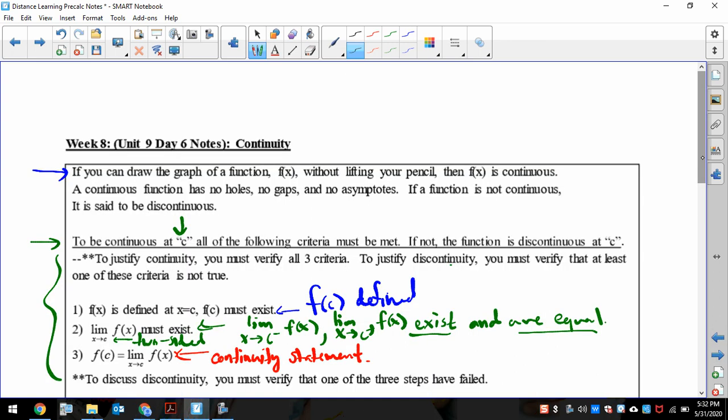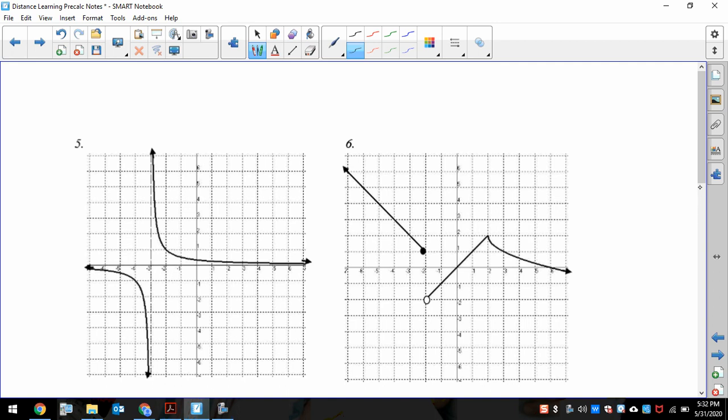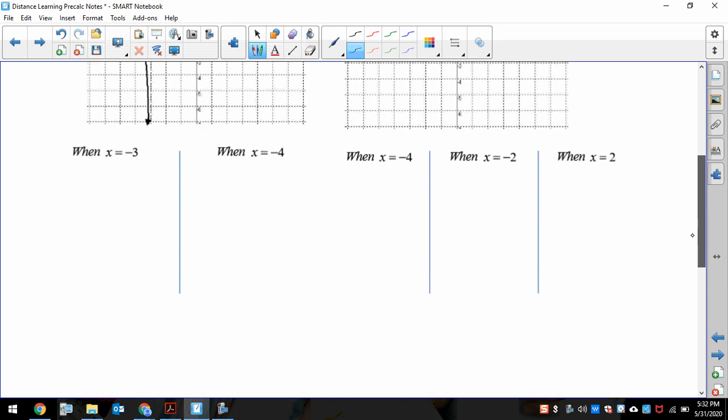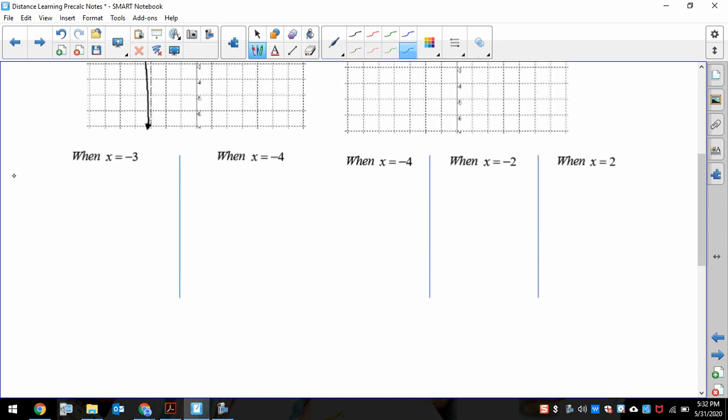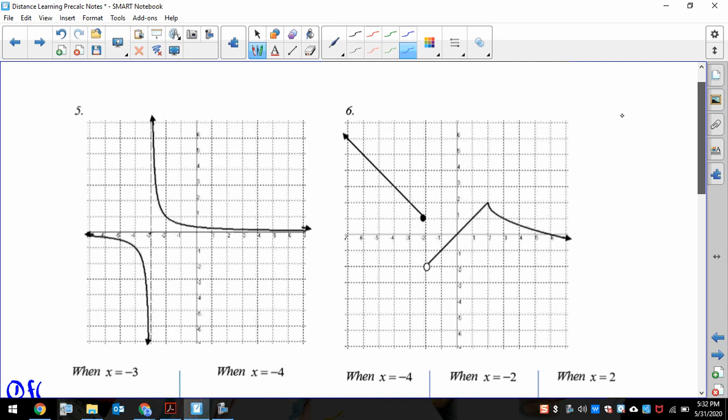The instructions, again, were right here. Determine whether the function whose graph is given is continuous at the given x values. Justify your answer. So what are the given x values here? The first one is -3. That's right here on this graph. And it looks to be a vertical asymptote. So what we're going to do is check case 1. As soon as one of the 3 cases fails, then we stop. If it passes all of them, then you can say that it's continuous. So let me remind you of all 3 cases.